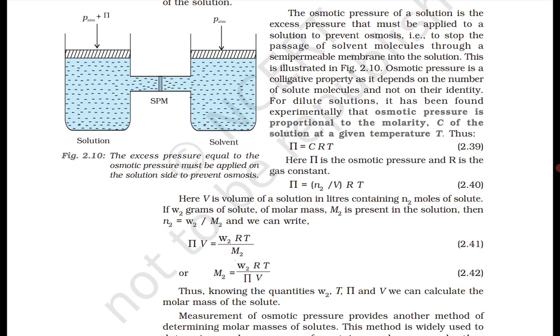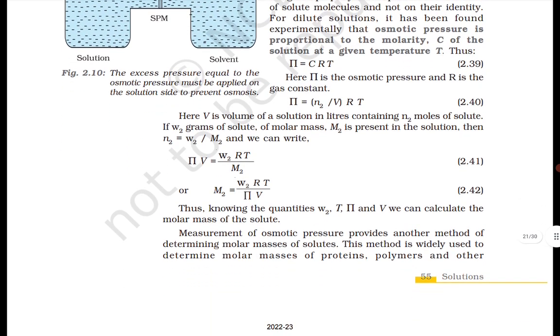Osmotic pressure is a colligative property as it depends on the number of the solute molecules and not on their identity. For dilute solutions, it has been found experimentally that osmotic pressure is proportional to the molarity C of the solution at a given temperature T. Thus, π = CRT. Here, π is the osmotic pressure and R is the gas constant. π = (n2/V)RT. Here, V is the volume of the solution in liters containing n2 moles of solute.